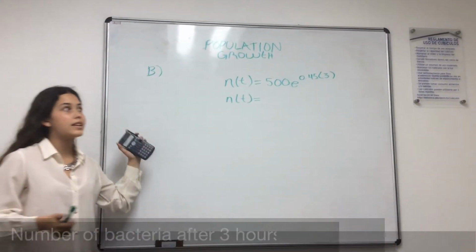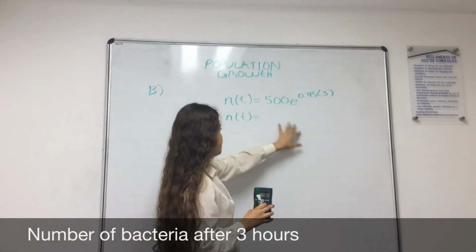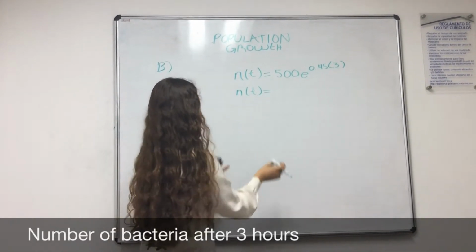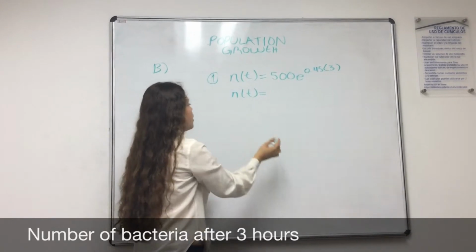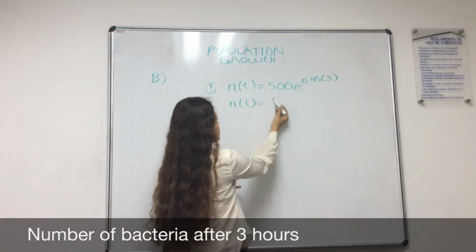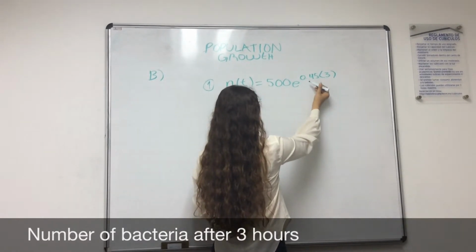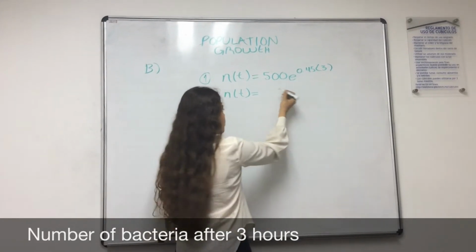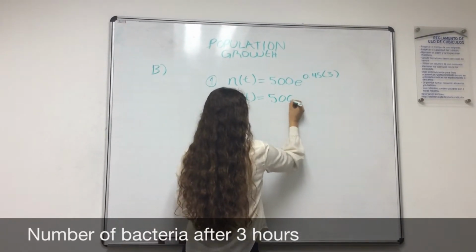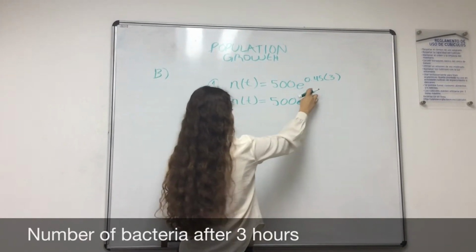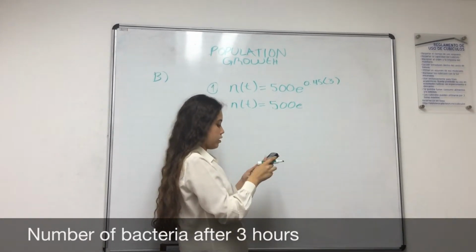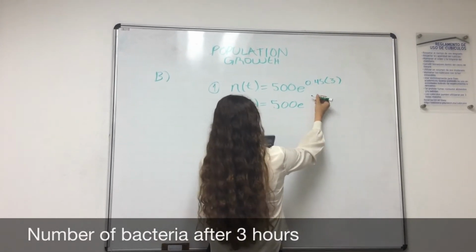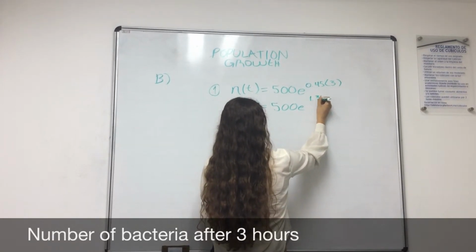The question of the problem is to find out the number of bacteria that we will have in 3 hours. So for that, we will do the first step, that is to write N(t) equals 500e elevated by 0.45 times 3. Then we multiply 0.45 by 3, and the answer is 1.35.